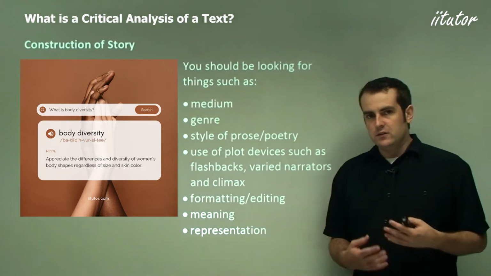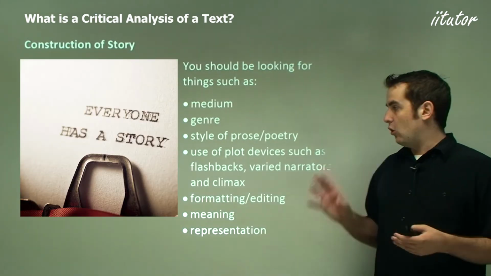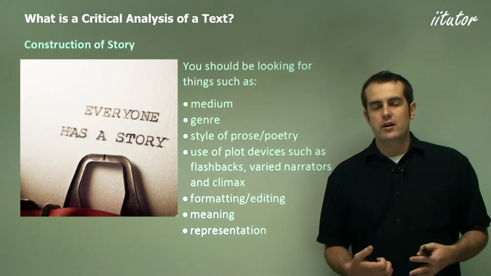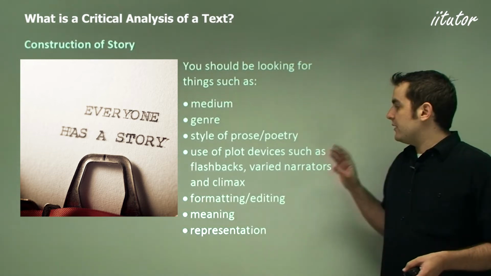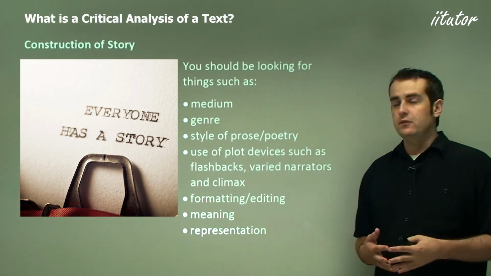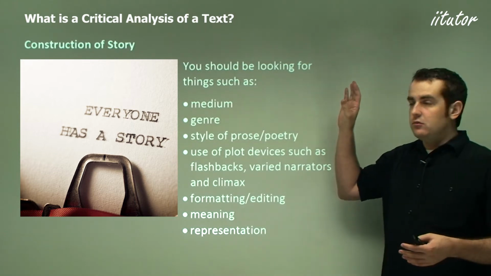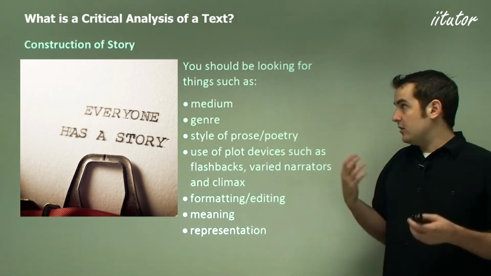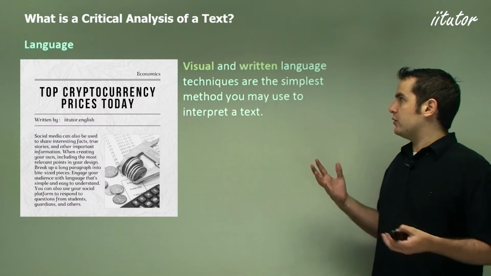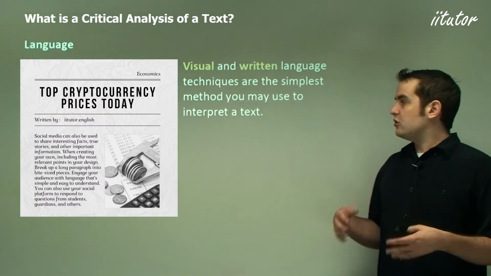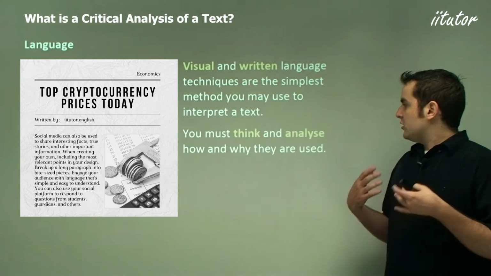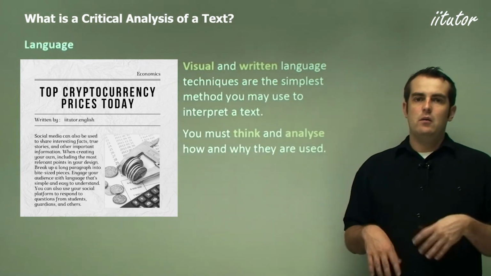By looking at all those things together, being able to take notes on all of these things, you're starting to construct your own critical interpretation of the construction of the story. That's something to look at when you're putting together your response, being able to interpret all of these things. And on top of that, be able to interpret things like language, for instance. Now, language refers to visual and written techniques, which you would use to interpret a text. You must both think and analyze how and why they are used.